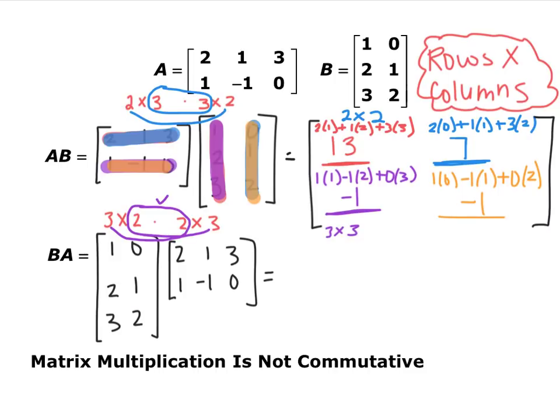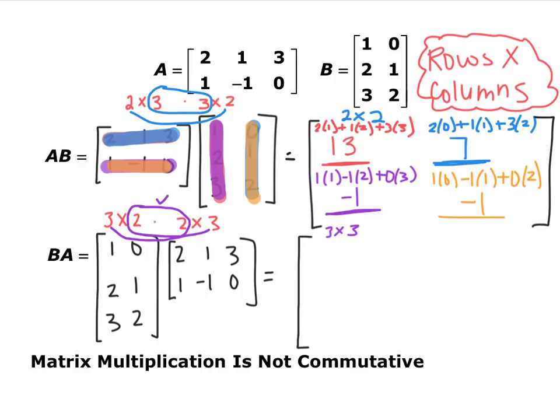So what you should notice is even though we're multiplying the same matrices, just in the opposite order, already this was a 2 by 2 matrix, and down here we're going to have a 3 by 3 matrix. You can already tell they're not going to be the same. So unlike regular multiplication, matrix multiplication is not commutative. A times B is not the same thing as B times A. So now let's try this one.